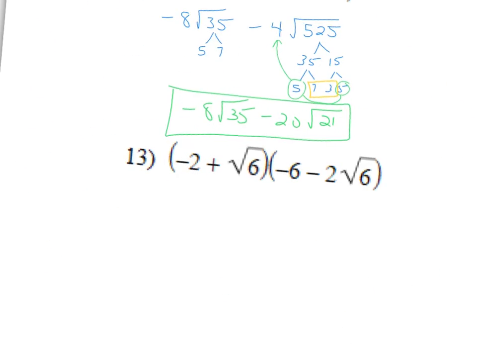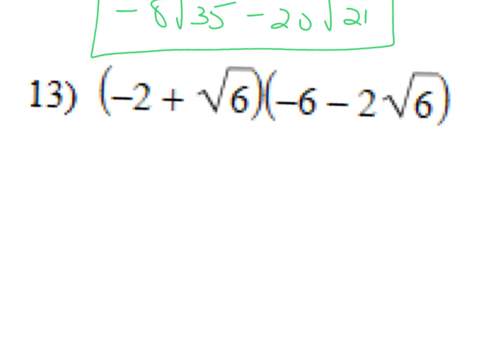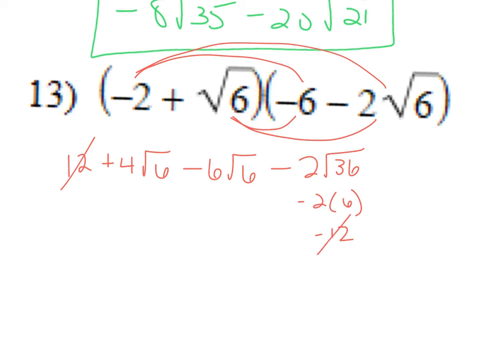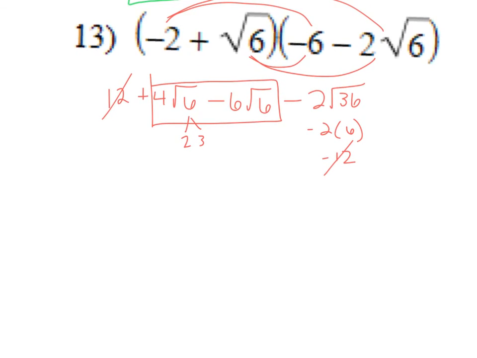Okay, number 13. I'm going to go ahead and FOIL this out. So I'm going to multiply here and get 12. I'm going to multiply here and get plus 4 root 6. I'm going to multiply here and get negative 6 root 6. And then I'm going to multiply here and get negative 2 root 36. All right, so then negative 2 times 6 would be negative 12. Now in this case, 12 minus 12 will cancel out. So now I'm putting together the square roots of 6. In this case, keep in mind it goes to 2 and 3, but nothing will pair up and move out. So 4 minus 6 is negative 2 root 6.